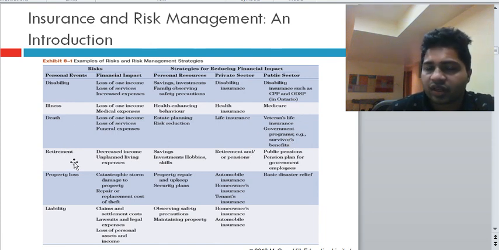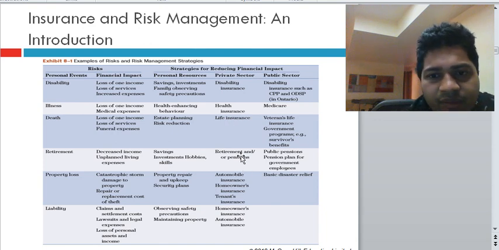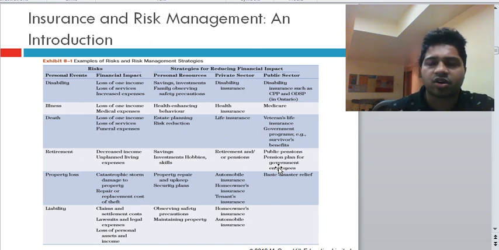Retirement, if you retire, what is the risk? Decreased income, unplanned living expenses. How can you mitigate it? You can save, you can have hobbies that get you money. In the private sector, you can go for retirement or pension plans. In the public sector, you have support from government in terms of CPP and old age pension. Property loss, catastrophic storm and damage to your property. How do you avoid it?